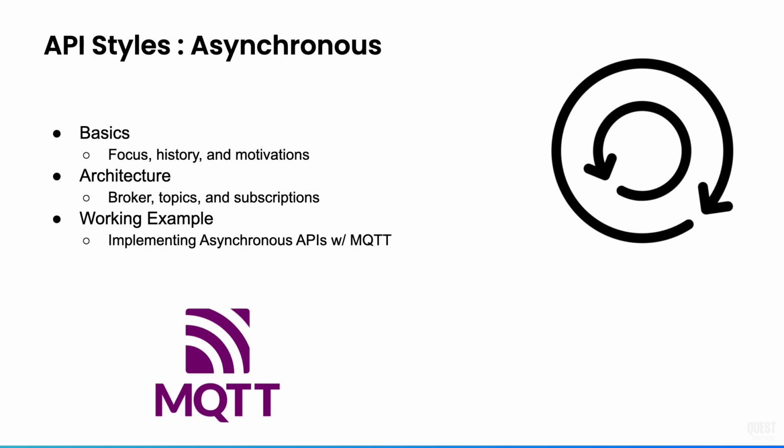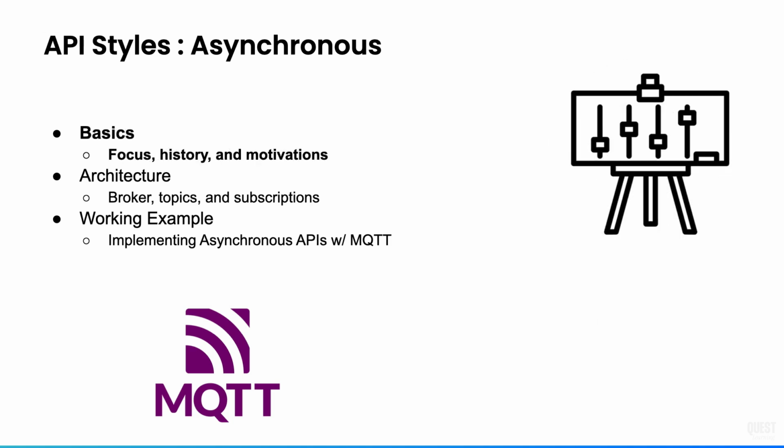We'll dig into the architecture. In this case, for asynchronous APIs, we'll be talking about brokers and topics and subscriptions and channels. And then we'll have a working example that we can look at. So we'll be implementing an asynchronous API using the MQTT platform, which is a pretty popular platform, and one that's easy to get started with when you're exploring.